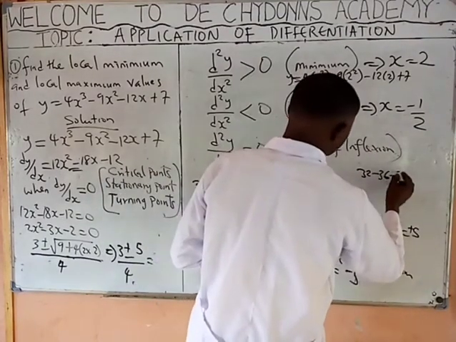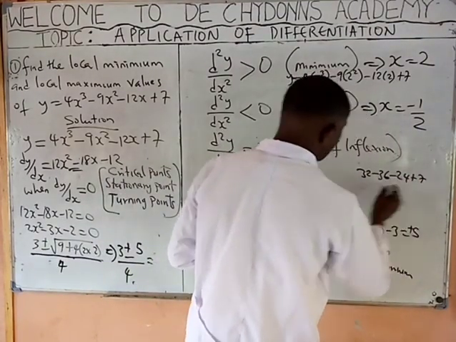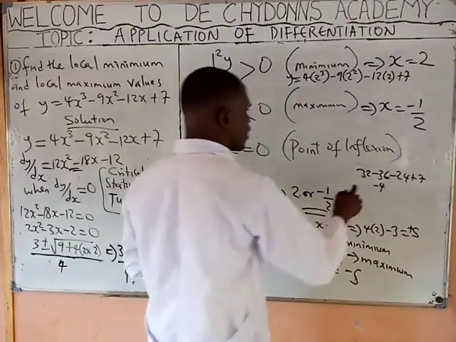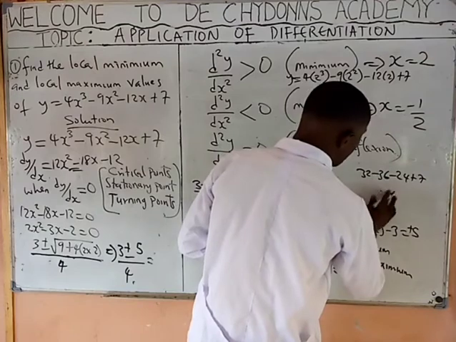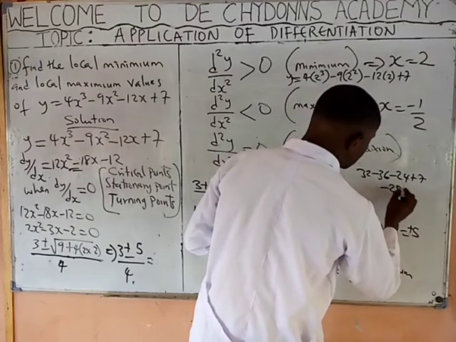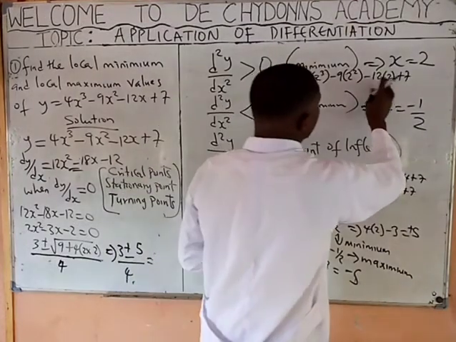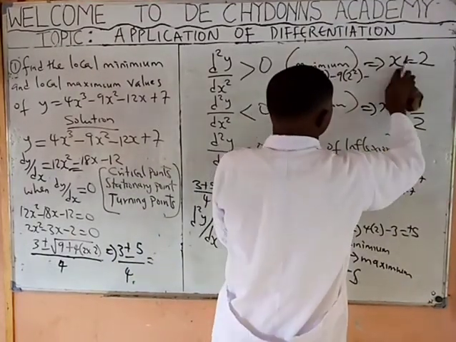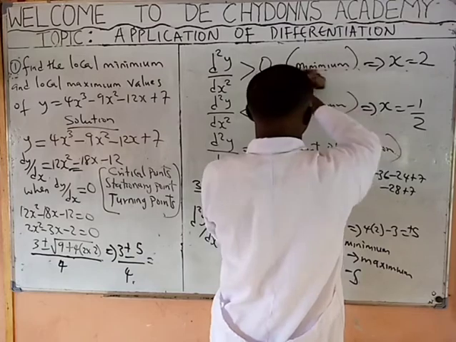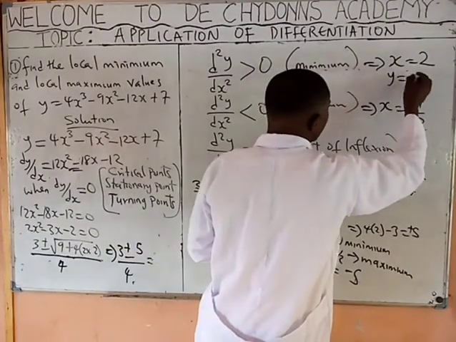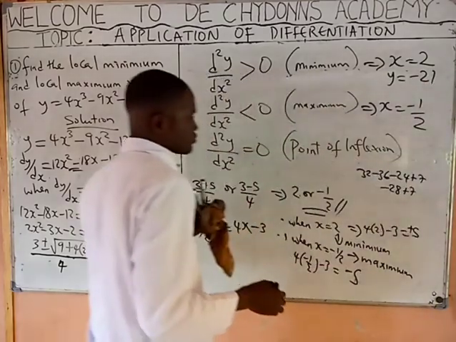Then minus 24 plus 7. This will give you minus 4. Minus 4 minus this will give you minus 28 plus 7, minus 21. So the corresponding value of y, when you carry x equals 2 and put it here, will be y equals minus 21.